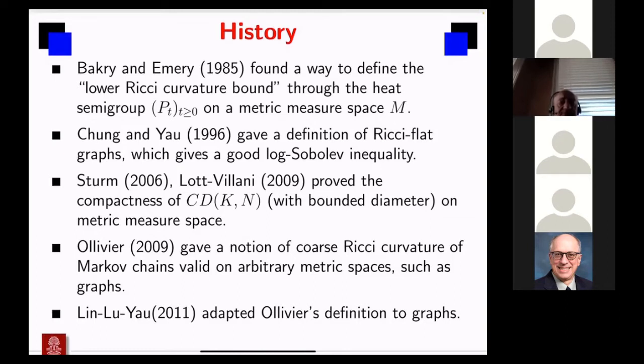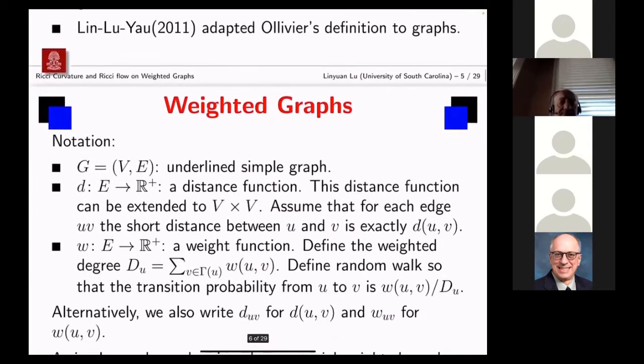Ollivier's scale, Ollivier's curvatures are in the Markov chains, such as graphs. And in 2011, Lin and Lu and Yau, we kind of adapted Ollivier's ideas and give a definition of the curvature of graphs. But our definition is slightly different from Ollivier's. I will explain later. So let's give notations, okay?